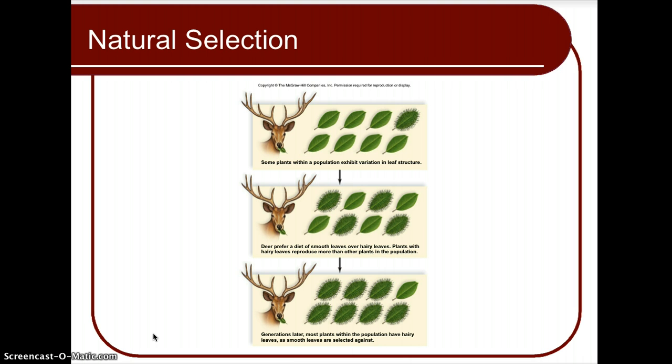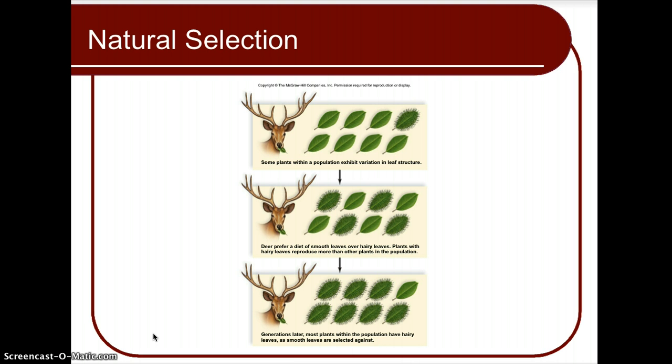So here's kind of what evolution driven by natural selection is. Here you see a deer, and you see some plants within the population exhibit variation in leaf structure. So there you have pretty much all smooth, broad leaves, and then you have one with hairs on it. What happens is, you can see that the deer prefers a diet of smooth leaves over hairy leaves, and plants with the hairy leaves produce more than other plants in the population.